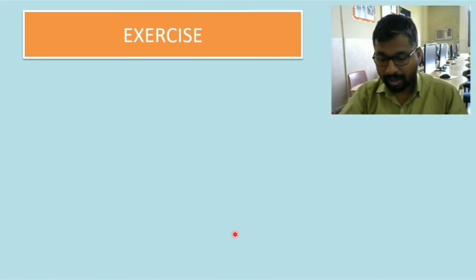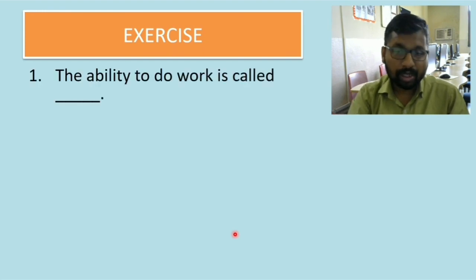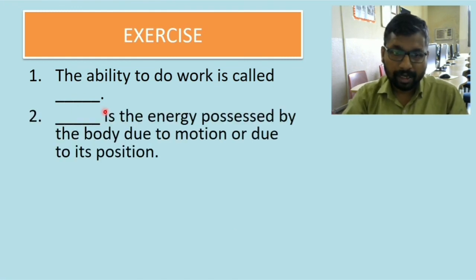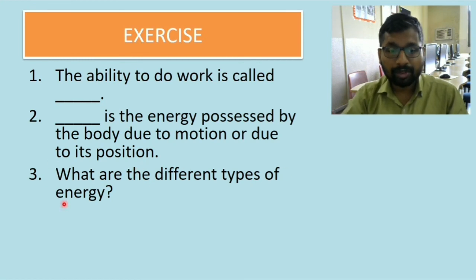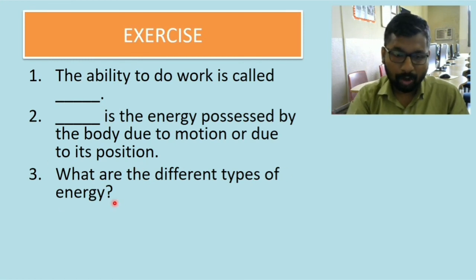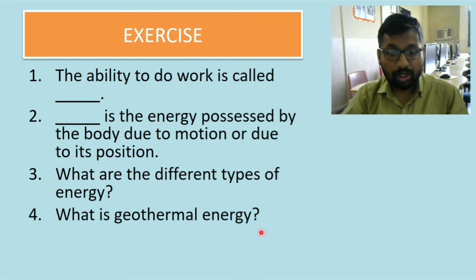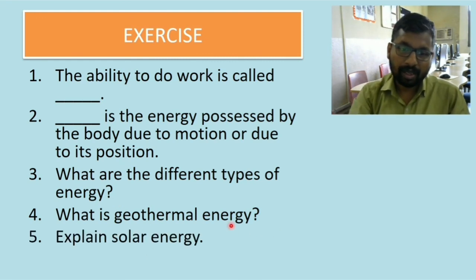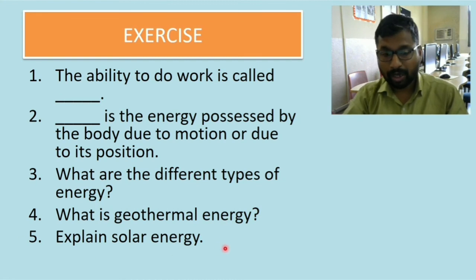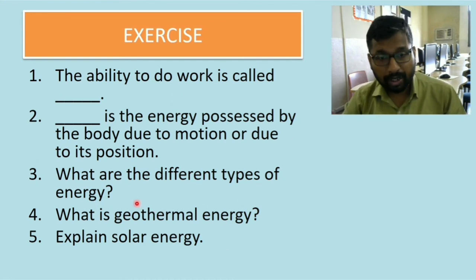Then comes the last part of today's lesson, which is the exercise. I hope you have understood all the points. All these questions are related to the points that we have discussed today. The first one is: the ability to do work is called dash. Second, dash is the energy possessed by the body due to its motion or due to its position. Third, what are the different types of energy? We have already discussed it. And what is geothermal energy? And the last one is: explain solar energy. So please try to attempt all these questions.